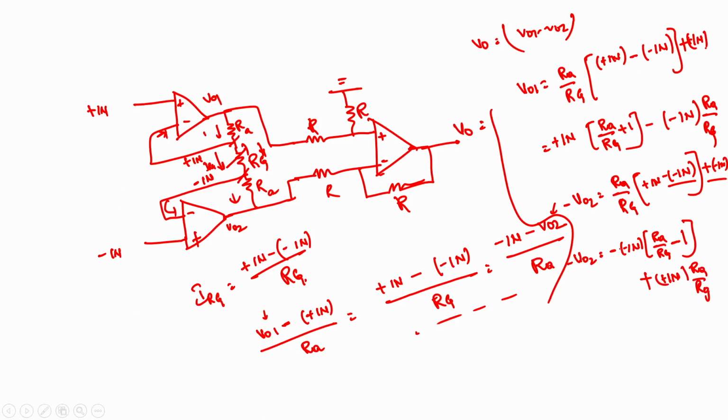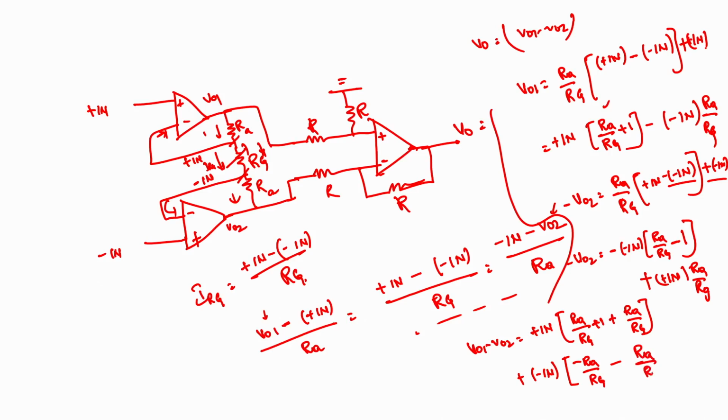So, now we got a relation between V1 and VO2. Now, if I want to subtract V1 and VO2, what can I get? I will take In plus between these two. So, here it will be RA by RG plus 1 from here, and in this case it is nothing but plus RA by RG. And again I will take In minus as common. When I take In minus as a common, from here it is minus RA by RG, and this will become minus RA by RG plus 1.